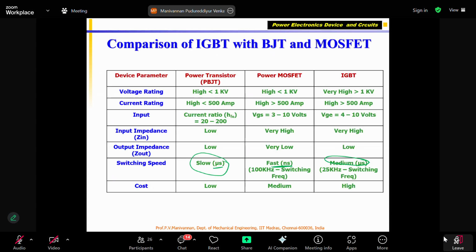In the order of microseconds, with frequency around 25 kilohertz or so. But in the case of a MOSFET, it is 100 kilohertz, so the time here will be less. Finally, the cost. If you build a device, you will always look at the cost. Cost-wise, the power transistor is low, MOSFETs are slightly medium, but IGBTs are expensive. But please see that even though it is expensive, a single IGBT can replace 3 to 4 power MOSFETs. Then the overall cost can be reduced.